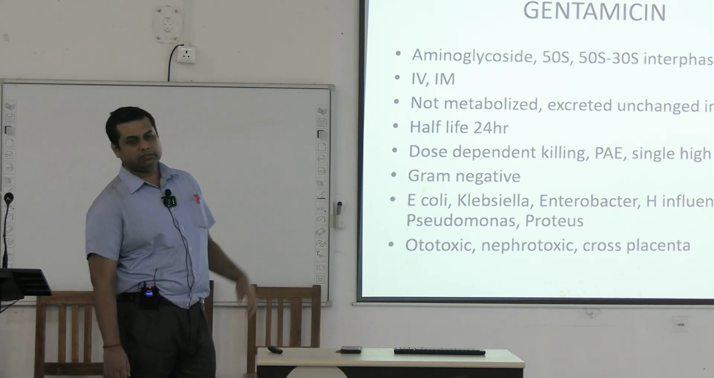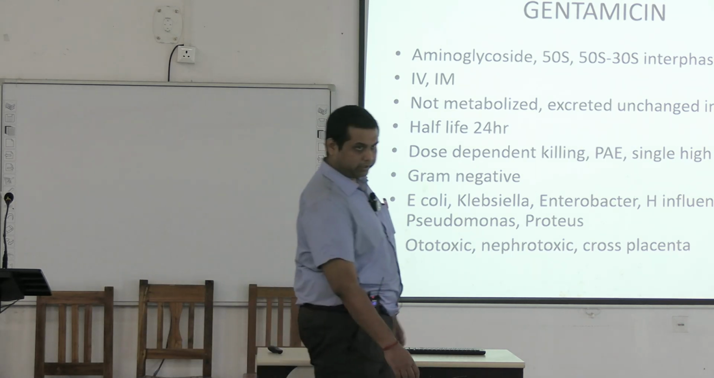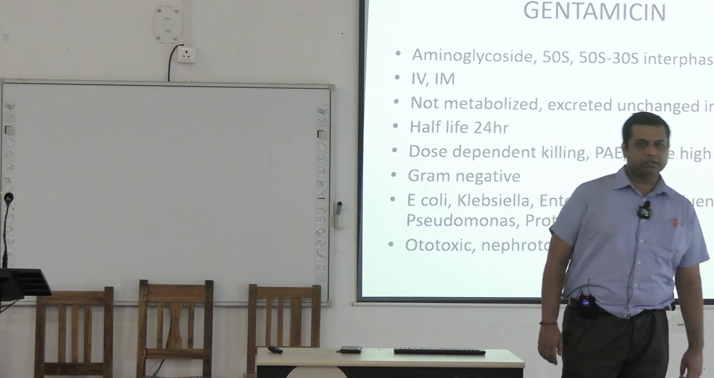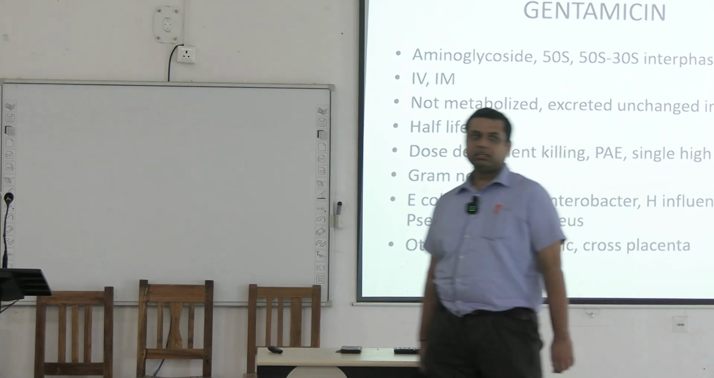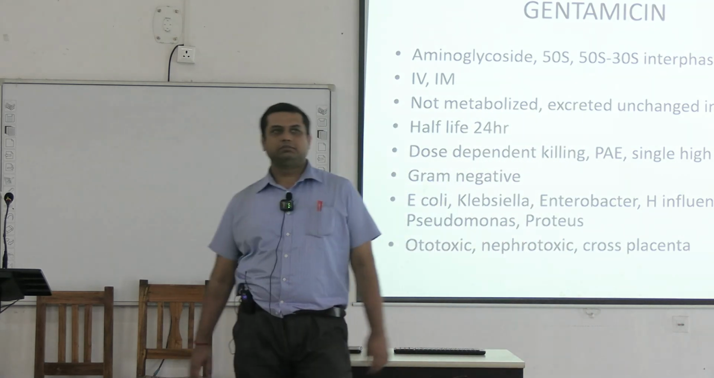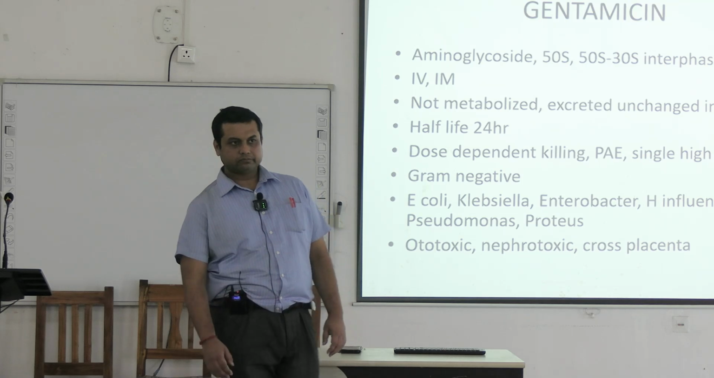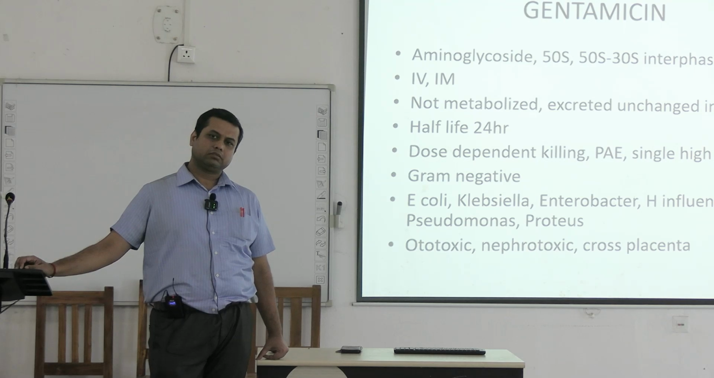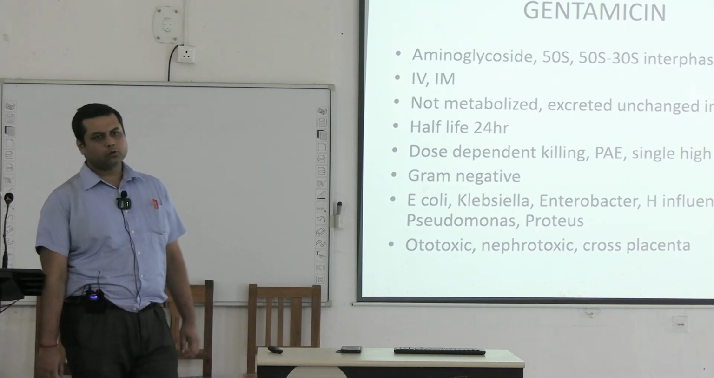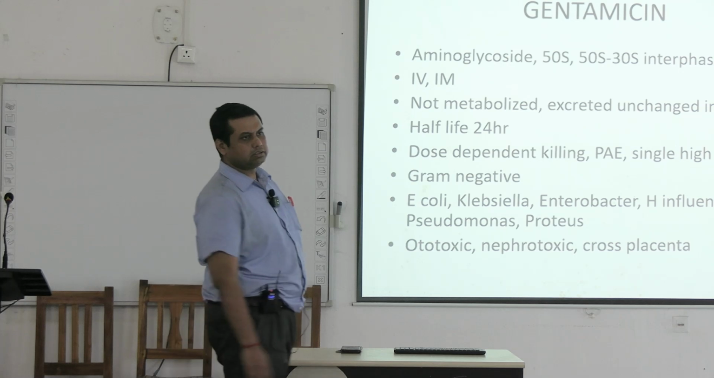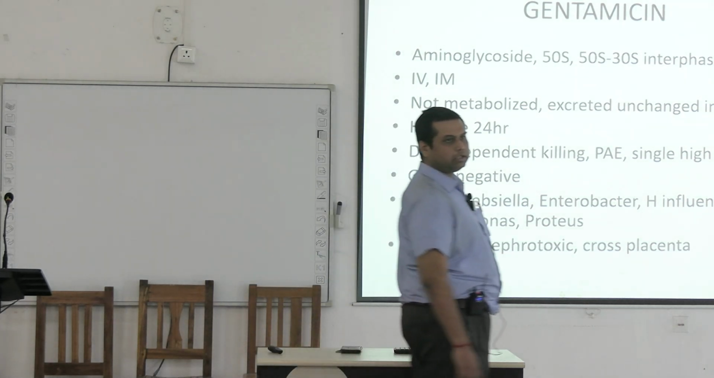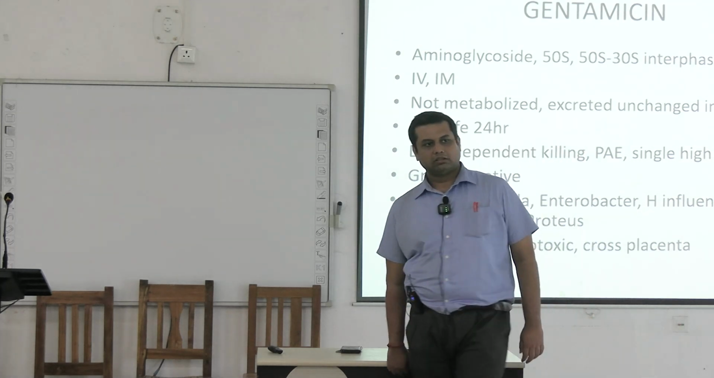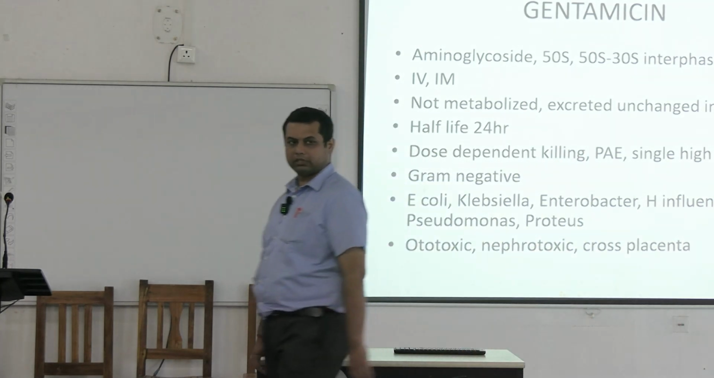Gentamicin. Gentamicin is specific for gram-negative bacteria. Gentamicin acts only against gram-negative bacteria. Now, gentamicin has a property that it is present in ionized form. So, what will happen to absorption? It is poorly absorbed orally. Gentamicin is very poorly absorbed orally. So, route of administration is IV or IM.